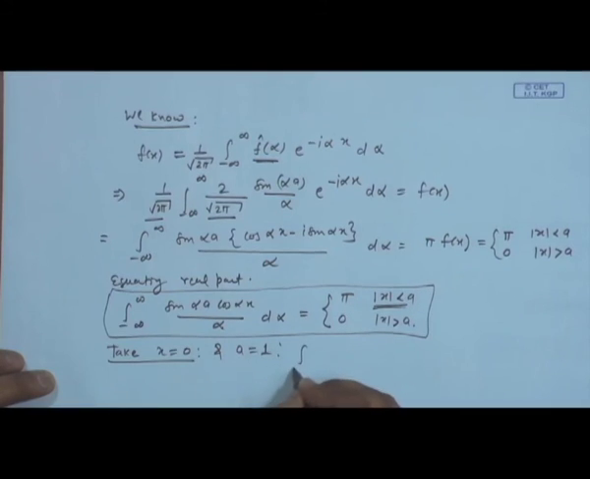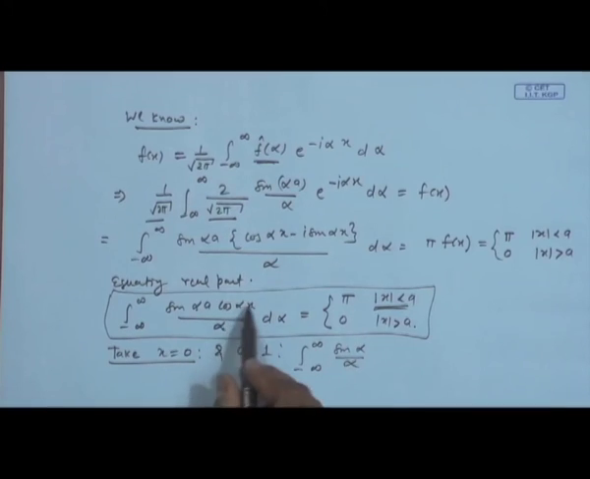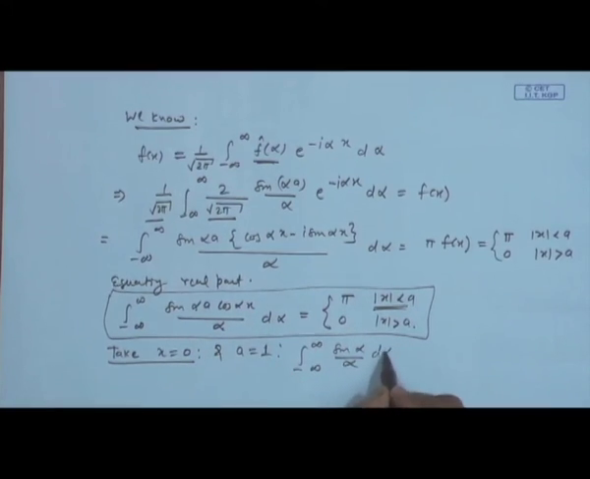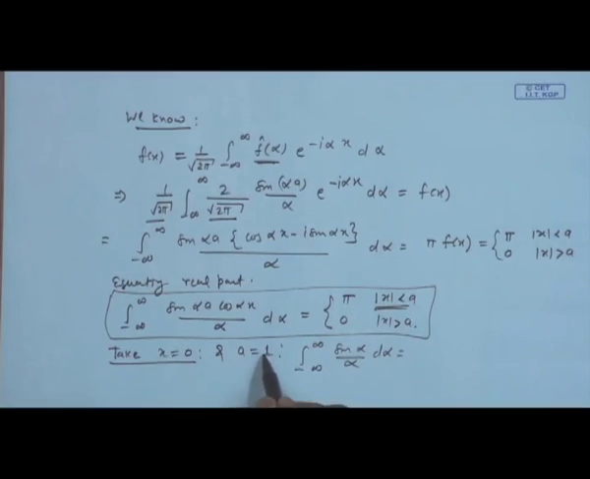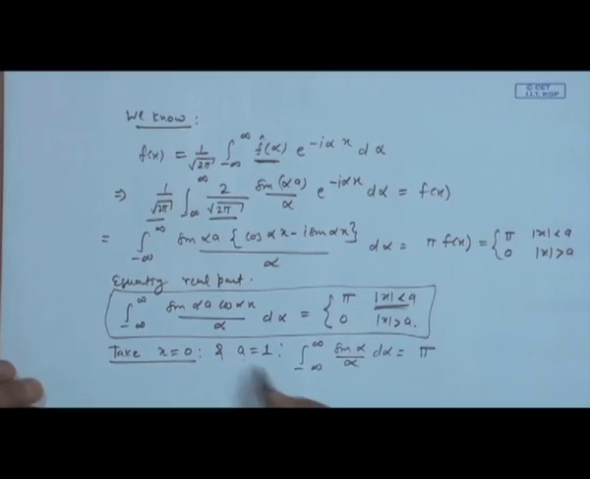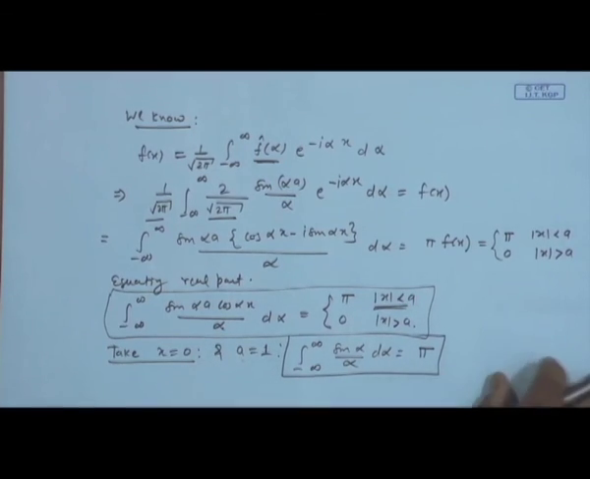So what will be the integral now? Minus infinity to plus infinity, and this a is 1, so we have sine alpha over alpha and cos 0 will be 1, so this d alpha, and the value now, because this mod x is less than a, so this value will be just pi. So this integral we have evaluated.